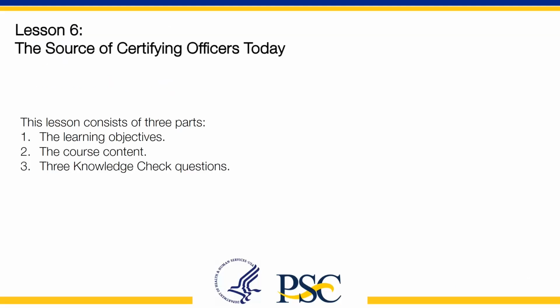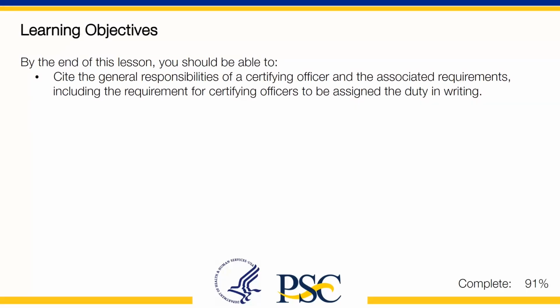Lesson 6, the source of certifying officers today. This lesson consists of 3 parts: the learning objectives, the course content, and 3 knowledge check questions. By the end of this lesson, you should be able to cite the general responsibilities of a certifying officer and the associated requirements, including the requirement for certifying officers to be assigned the duty in writing.